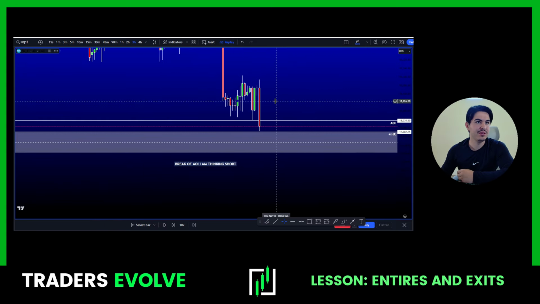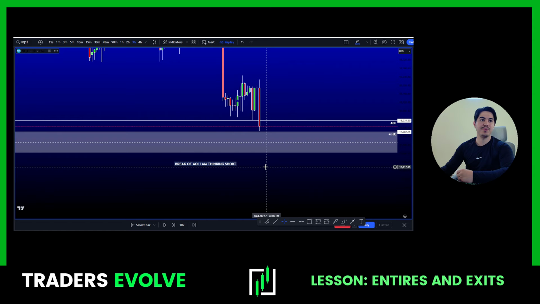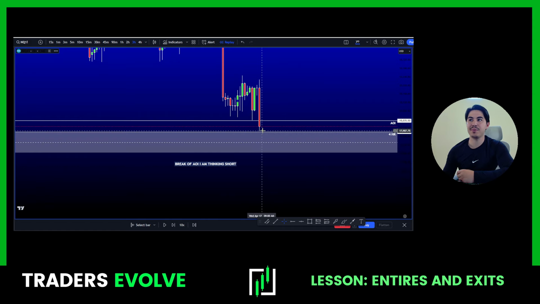Let's go down and see if we find anything else. This candle's not closed yet, but it's breaking below AOI. You know what that means. We're probably gonna hit 50% unless we bounce off that property one.